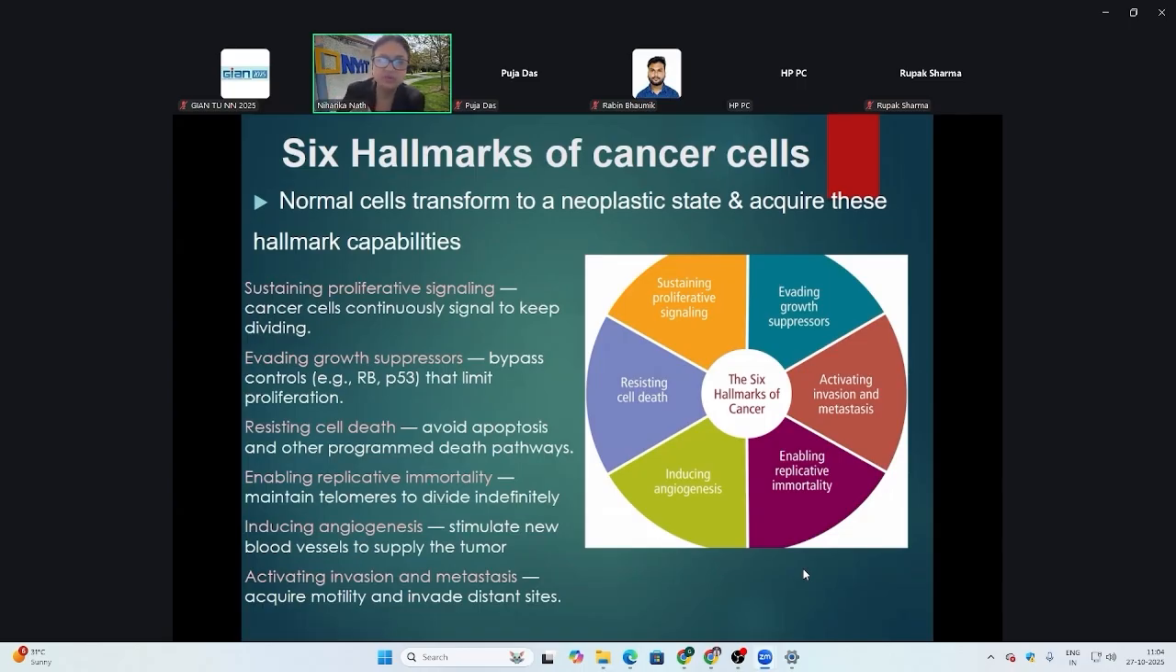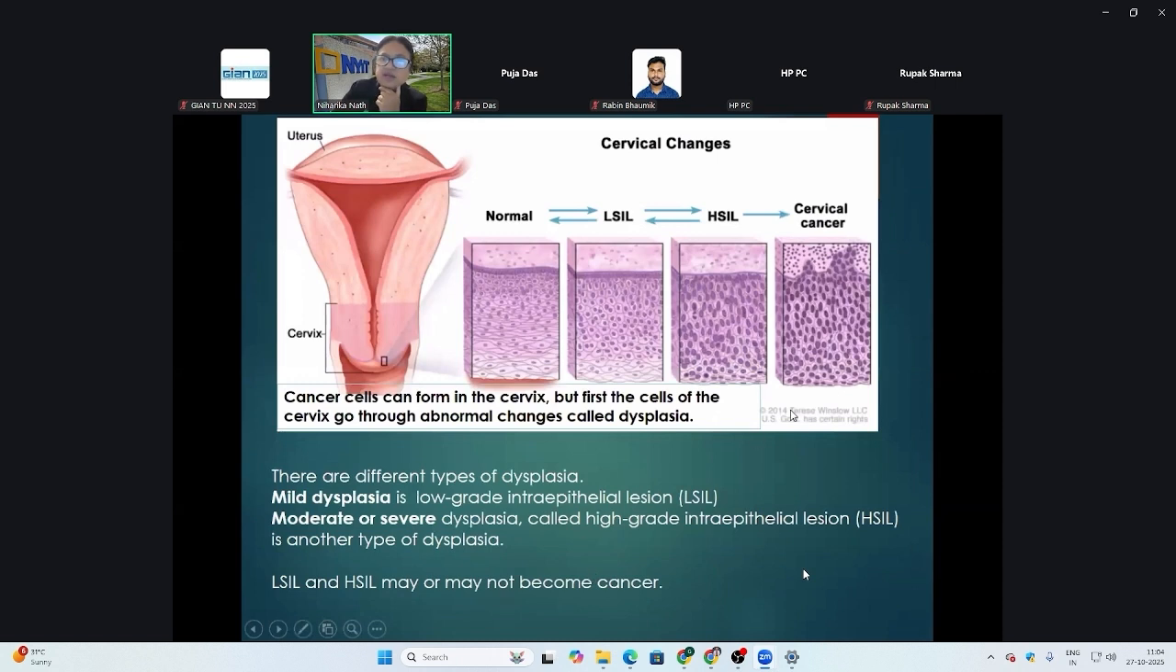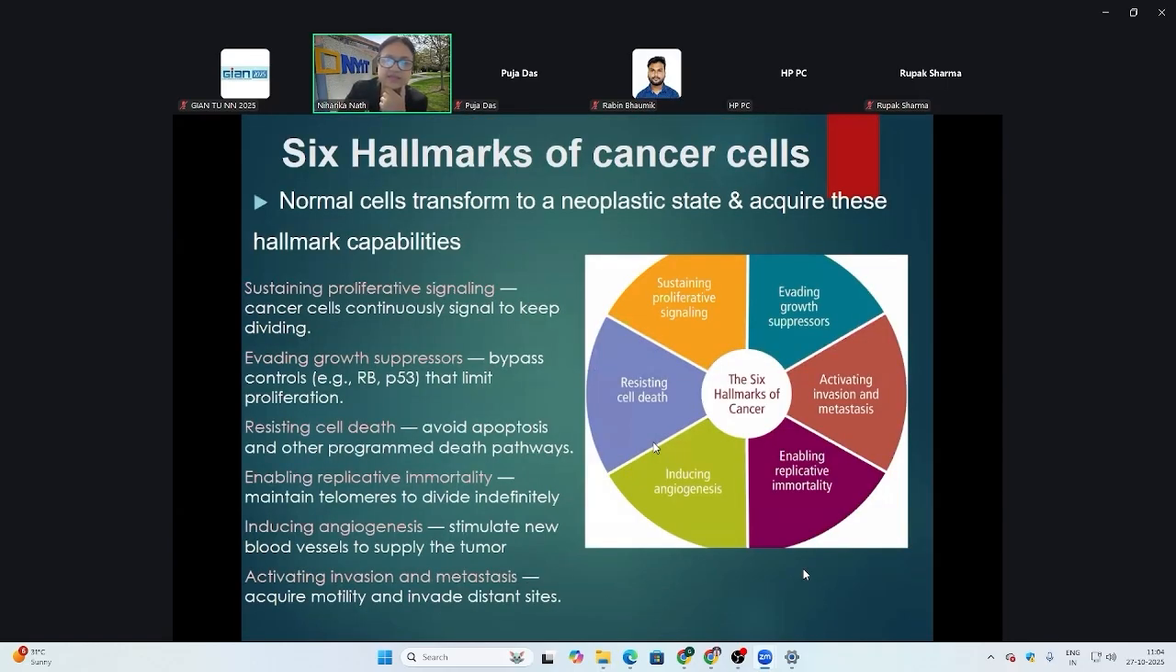Invasion is going across the barrier. Invasion is here, where it is crossing the barrier from one type to the connective tissue. So it will invade, and then it will go into the blood vessel and go to distant sites, and that is called metastasis. Metastasis is going to a faraway site. So these are your six hallmarks.